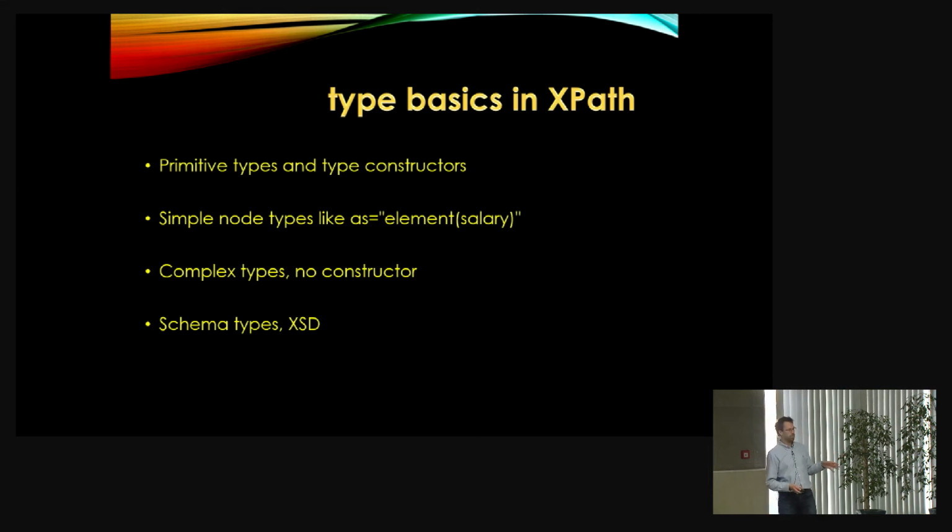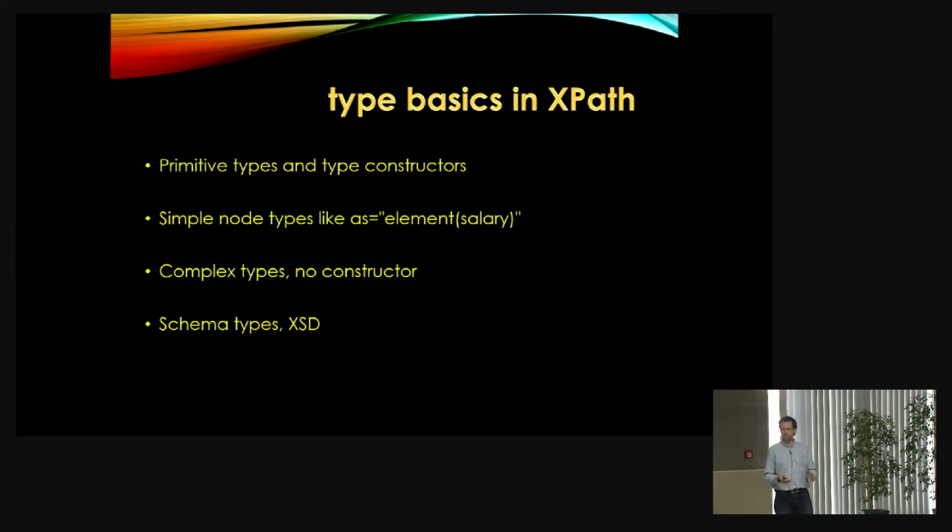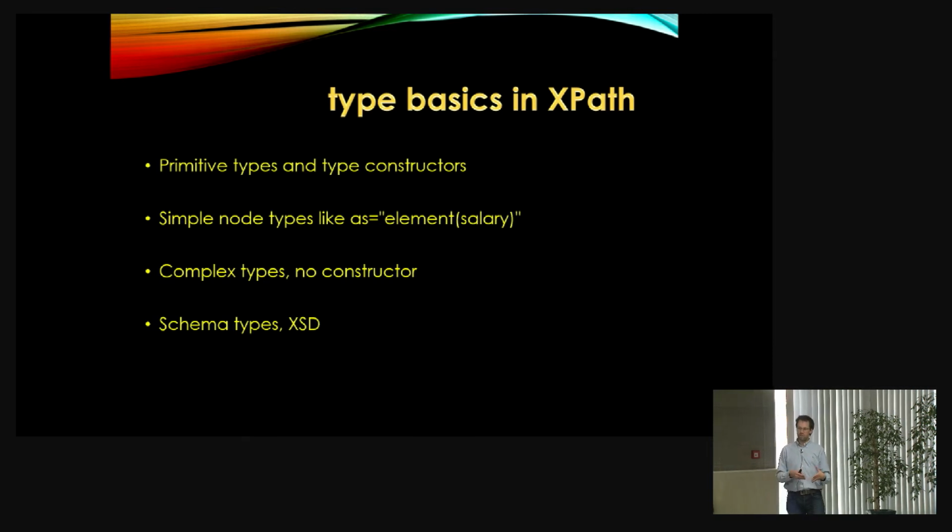Complex types are types defined in a schema. They have no constructor. Nodes, also complex types, don't have a constructor, but the primitive types and the simple types all have a constructor with the same name. So the simple way to create a byte is to write xs:byte, and between quotes and parentheses, you give the value.